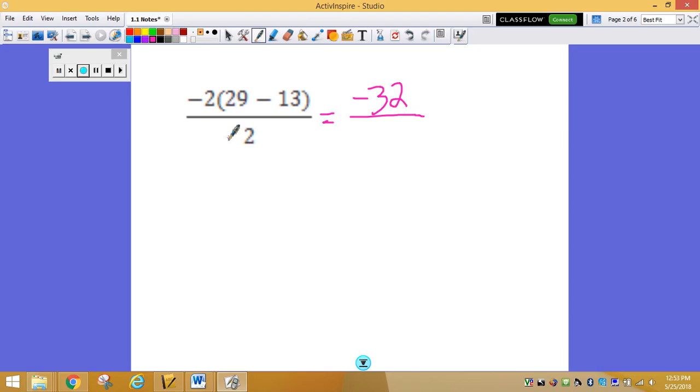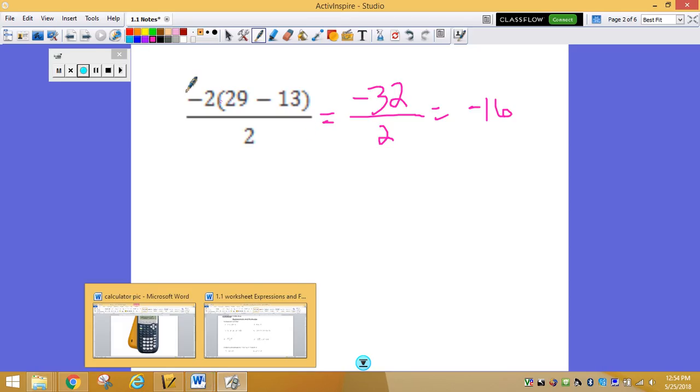On bottom, there's nothing to work out, so I'm just going to bring this 2 over. So again, work out the entire top, get an answer. Work out the entire bottom, get an answer. And then your last step is to divide, and -32 divided by 2 is -16. So that gets you through number 5.